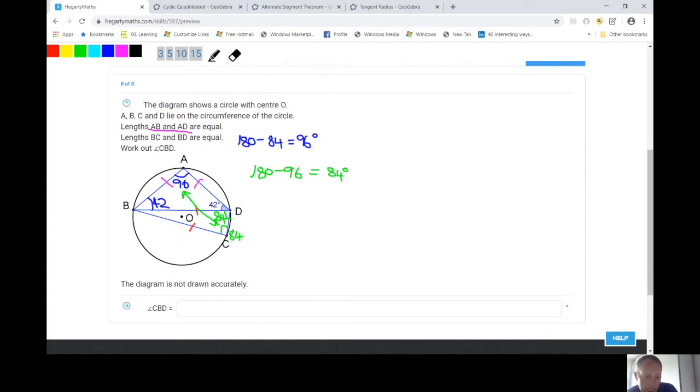So I can work out what this angle is. So that's 84, that's 84. Two lots of 84 is 168. And I've got to do 180 take away 168 because I've got a triangle there. And that will be 12 degrees. So let's see, what does it ask me? CBD. So it wants me to find this little angle, which is there, and is 12 degrees.